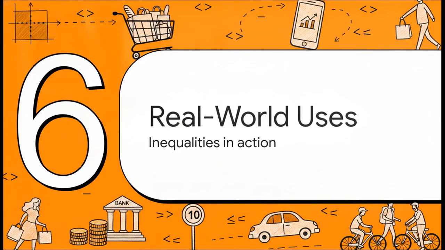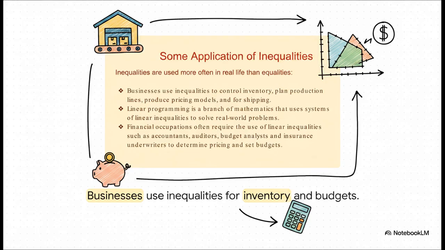Finally, section 6, real-world applications. You might be sitting there wondering, okay, who actually uses overlapping shaded graphs in the real world? Well, massive industries do. Businesses use these exact systems to control their inventory, to plan production runs, and to maximize their profits. By taking real-world constraints like time, money, and materials, and turning them into a system of linear inequalities, logistics companies can literally save millions of dollars a year on fuel. They do this just by finding that exact overlapping shaded region of optimal delivery routes. It's a whole branch of math called linear programming, and it is absolutely crucial to modern business.